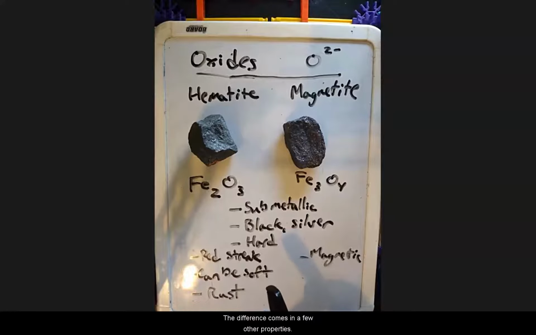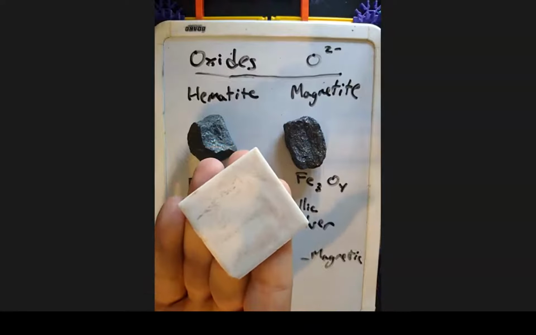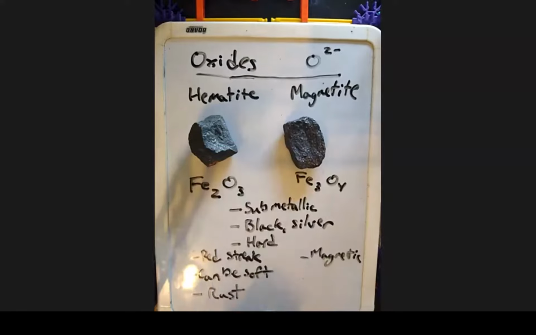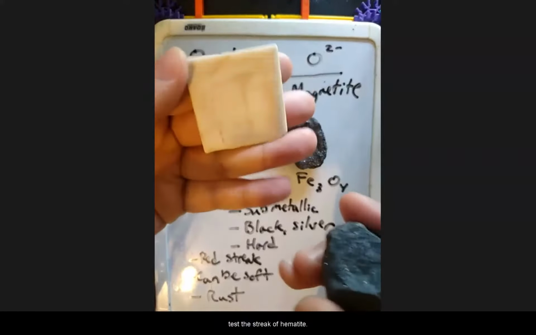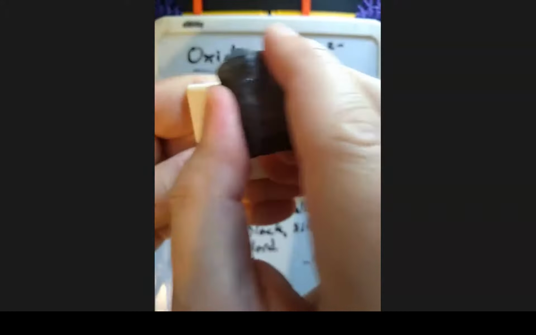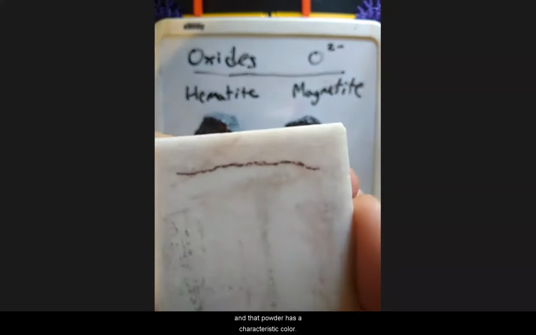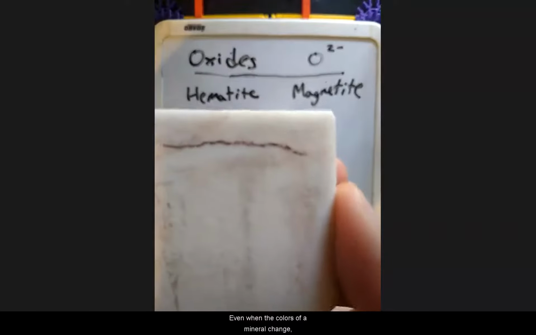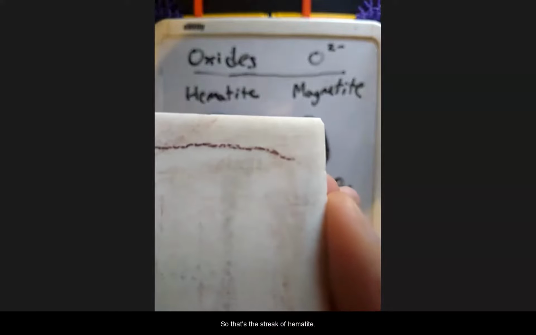The difference comes in a few other properties. The property called streak can help distinguish them. Streak is when you take one of these porcelain plates and you scratch a mineral against it, powdering that mineral. So here I'm going to test the streak of hematite. You can see it leaves behind a powder, and that powder has a characteristic color. Even when the colors of a mineral change, the streak tends to be much more constant. So that's the streak of hematite.